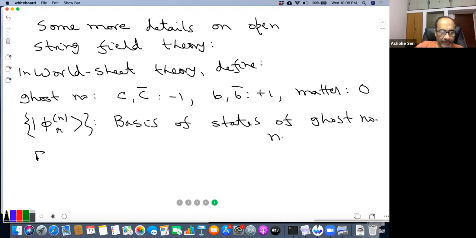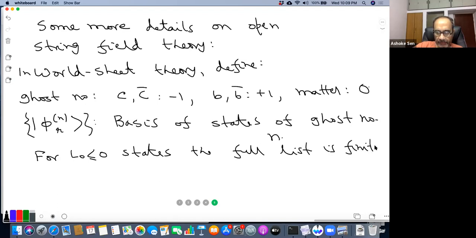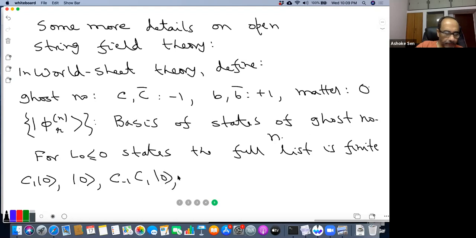So for L0 less than or equal to 0 states, the whole list is finite. The full list is finite. So let me list out all the states. C1 on the vacuum, C0, then C minus 1, C1 on the vacuum, C1 alpha minus 1 on the vacuum, and then the others are just C0 acting on this. So the first 4 satisfy the Siegel gauge condition, B0 on this equal to 0. The others don't.